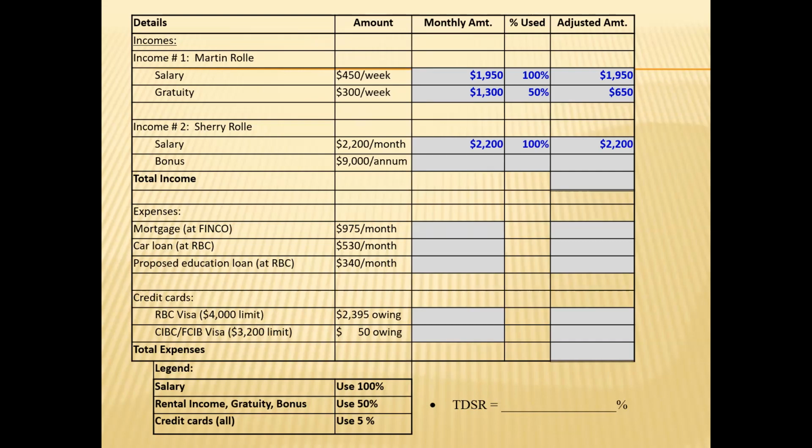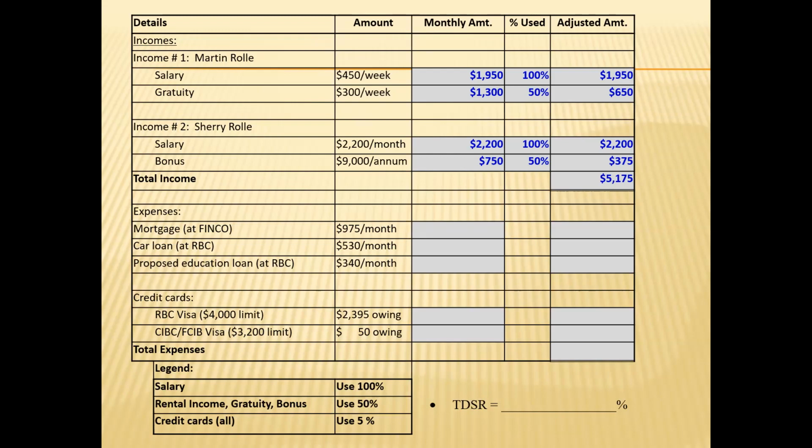The bonus would be $750 a month, and we use how much percentage of that? 50%, and that'll be $375 adjusted. Right, so that'll be 375 adjusted, yes. Okay, and then we just add those up, and that'll give us our total of $5,175. Okay, great stuff.